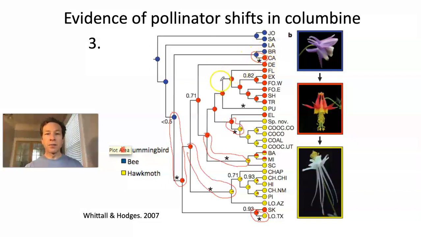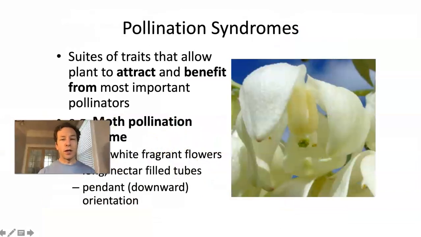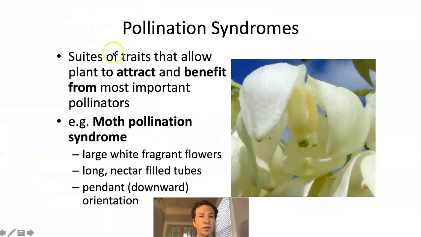We also see that there are some trends in the direction. For example, we get shifts from bees to hummingbirds, but not back. We also get shifts from hummingbird to hawk moth, but not back. And we don't have any evidence here of a direct shift from bee to hawk moth. Obviously, if plants are using different pollinators, that will minimize exchange of pollen and hence exchange of genes between those two different incipient species. Let's talk more generally about pollination syndromes.